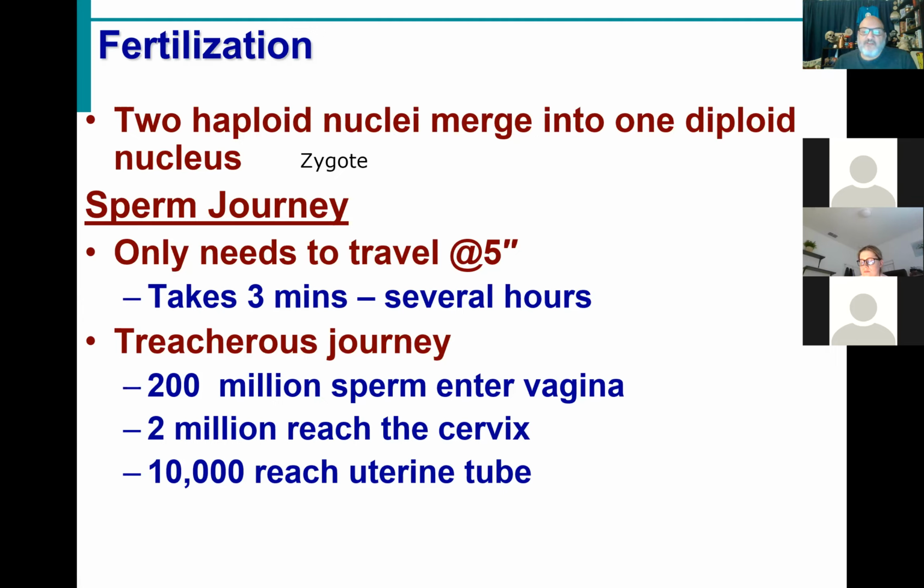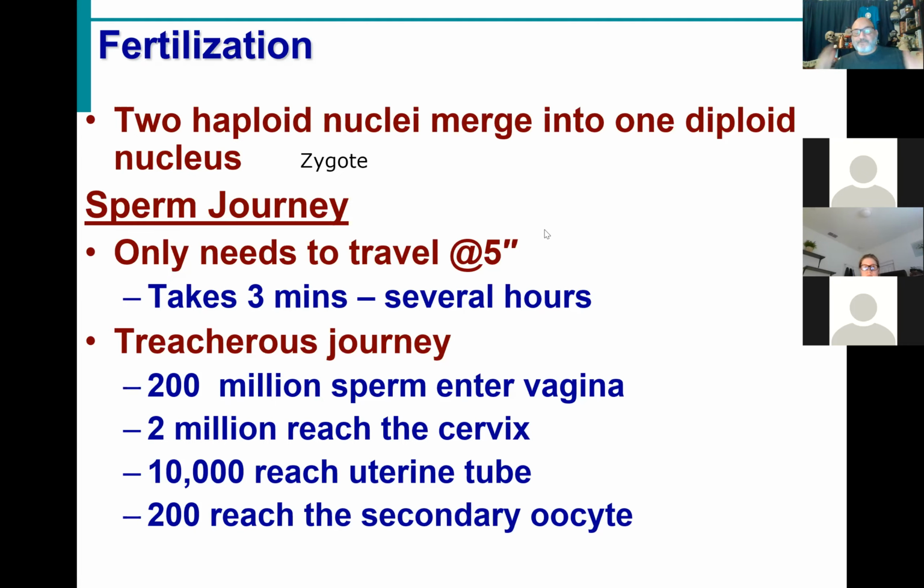No. As it turns out, the egg is releasing an attractive hormone that makes it more likely that the sperm will go to the correct uterine tube to be able to fertilize that egg. But some could end up taking the wrong path. And of those 10,000 that enter into the uterine tube, only about 200 are going to reach the oocyte.